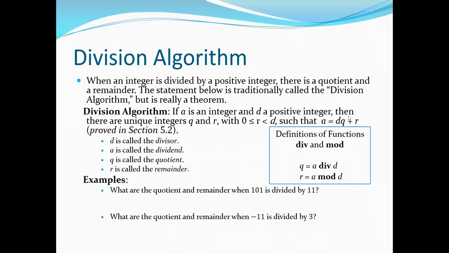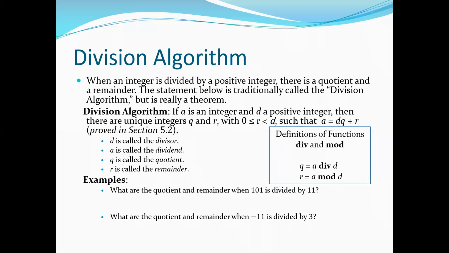So we have two functions here: div and mod. If you're going to use div, the result will be the quotient. So A div D means the result will be Q, which is the quotient. And if we have A mod D, it means the result is the remainder.